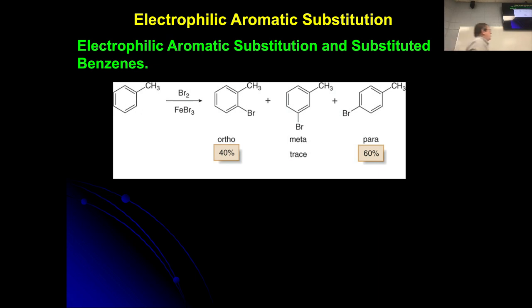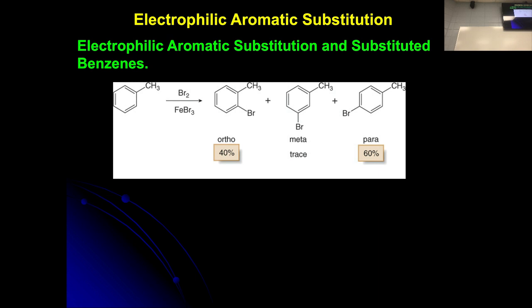You just wouldn't. 60 plus 40 is 100. So that's really what you're going to see. You're going to see those two products. Can you take a guess as to why that's not 1-to-1? Why isn't it 50-50? The size of the substituents. Yeah, the size of the substituent.